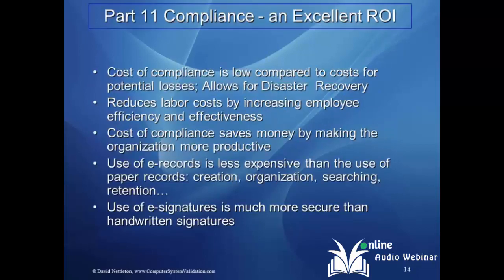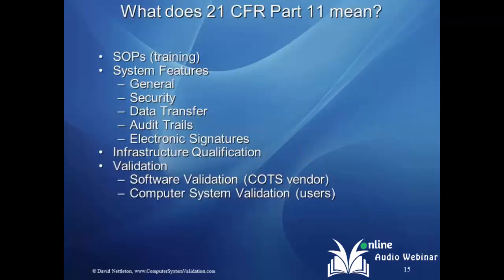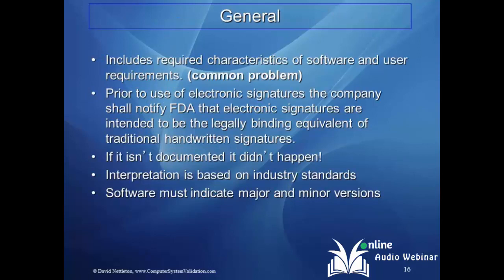So Part 11 has an excellent return on investment. Everything about electronic records and electronic signatures is more secure, less expensive, faster, better, easier. We want to use electronic records whenever it makes sense. What does Part 11 mean? Part 11 has 4 areas of industry standards. The first area is SOP. There are 43 system features. There are 3 requirements available under Part 11. R1, user security. R2, audit trail. R3, electronic signature. If it isn't documented, it didn't happen.